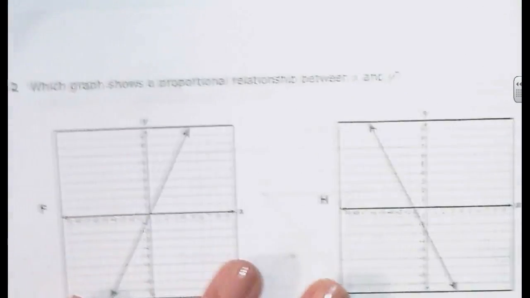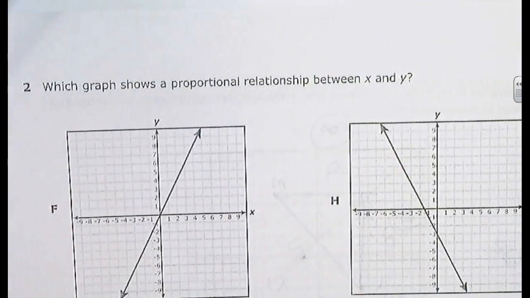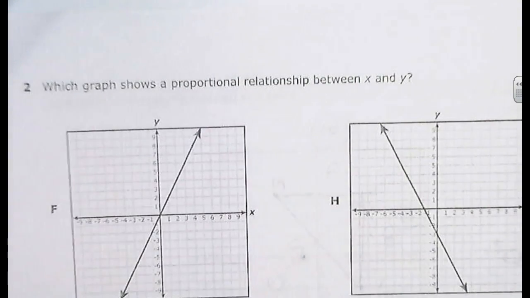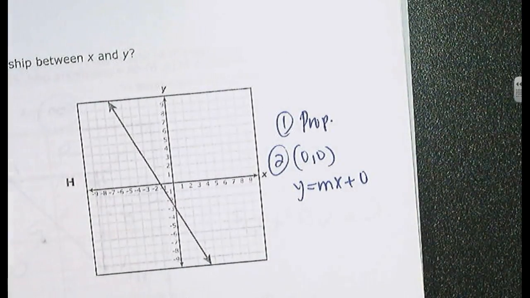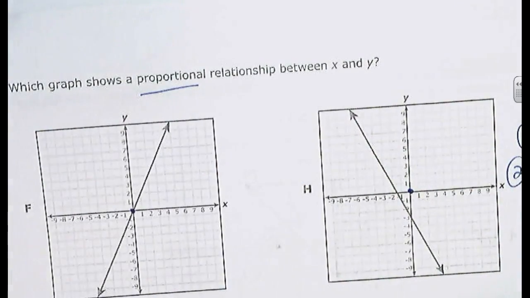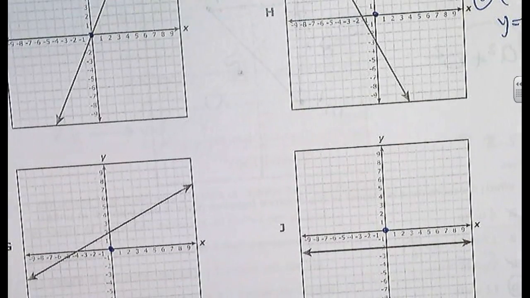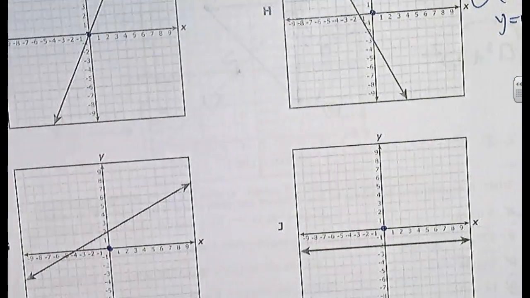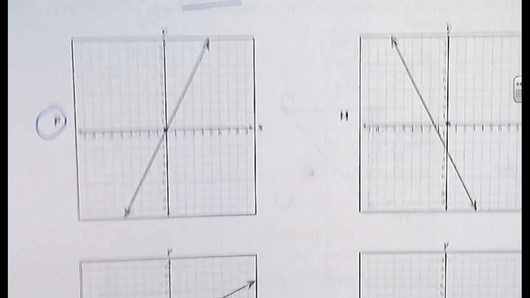Question 2. If you read the question, it talks about which graph shows a proportional relationship between x and y. The key word would be proportional. Over here, I wrote my 1, 2, 3. So number 1 is proportional. What do you know about proportional? You should know it starts at 0, 0. You should know it's going to look like y equals mx plus 0. There is no b. And if you look at these graphs, here's 0, 0. And the only graph that crosses that line would be choice F. Easy. Choice F.